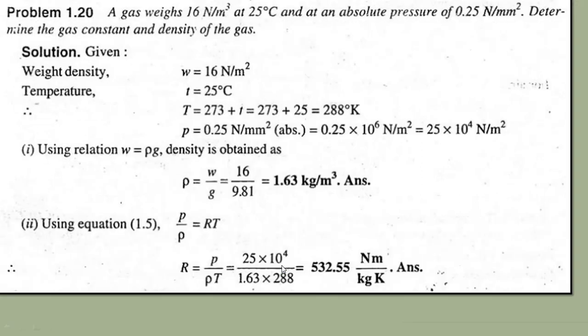Then, a gas weighs 16 Newton per meter cube at 25 degrees centigrade and at an absolute pressure of 0.25 Newton per mm square. Determine the gas constant and density of the gas. So here we need to find the gas constant and density of the gas. Weight density, small w, is equal to 16 Newton per meter cube. Temperature T is equal to 25 degrees centigrade.